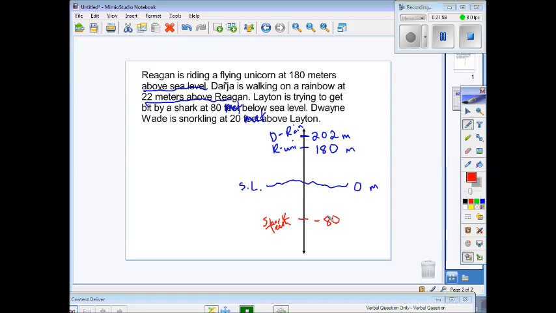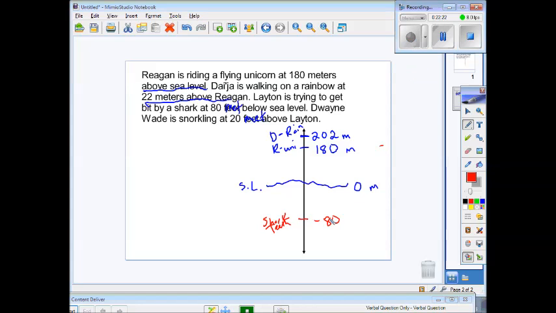So if he's above Leighton, would you guys agree that he's up here somewhere? Agreed? No. We've got to figure... Who disagrees? Because if he was snorkeling below Leighton, he'd be down here. What you guys got to understand, there's a difference between saying below an object or below sea level. Everybody got that? Back to this.